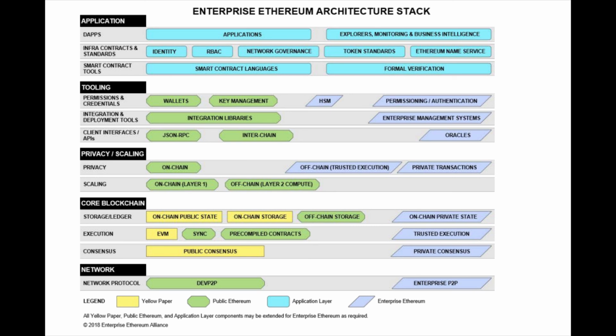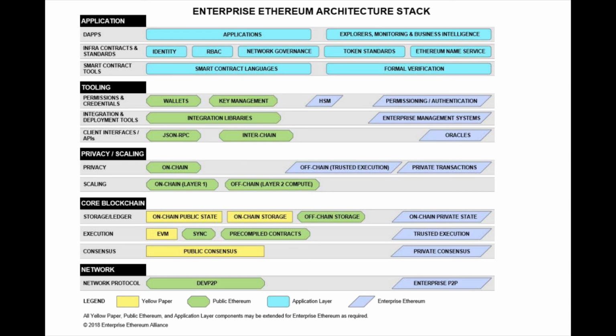But then, over time, we believe that things like role-based access control and also identity will have standards there. Then finally, we also have network governance, and this is something in version 2.0 of the EEA specification. We actually provide network governance standards as well for smart contracts.